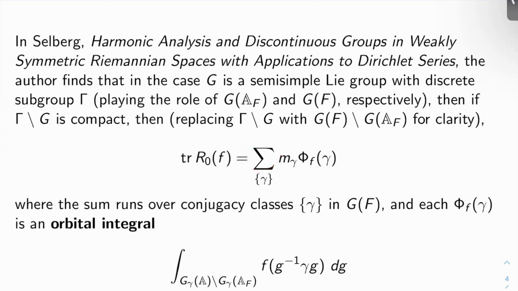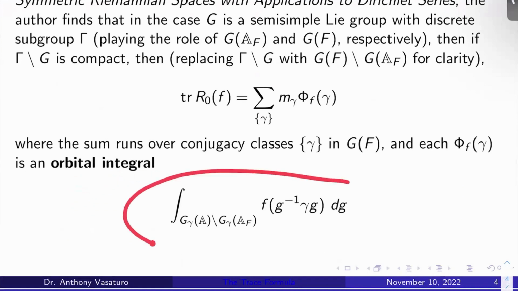The sum runs over conjugacy classes bracket gamma in G of F, and these M sub gammas are just integers. And each phi sub F of gamma is what we call an orbital integral. I won't say much about these, but they're given by these integral formulas here: the integral over G sub gamma of A slash G sub gamma of A sub F of G, F of a conjugation of gamma by G, basically.